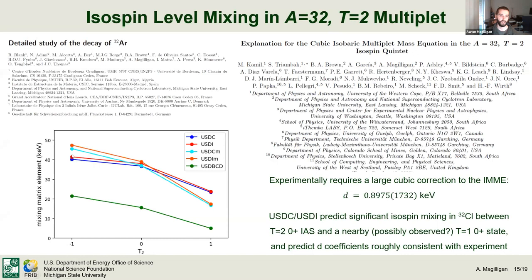And on the left here, we're just seeing the prediction of the isospin mixing matrix elements for the 3 nuclei that are involved in this multiplet: chlorine-32, sulfur-32, phosphorus-32. We see that all 4 of the new interactions predict rather large mixing across this collection of nuclei, especially compared to USDCD. So we're working on extracting a value for that and comparing, so look forward to that paper coming out.